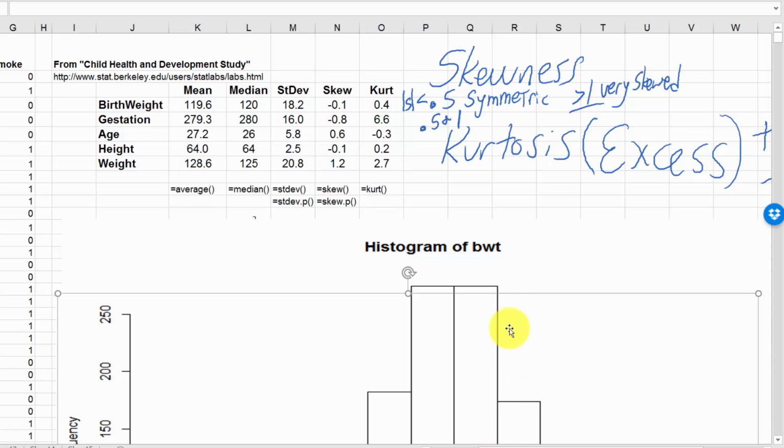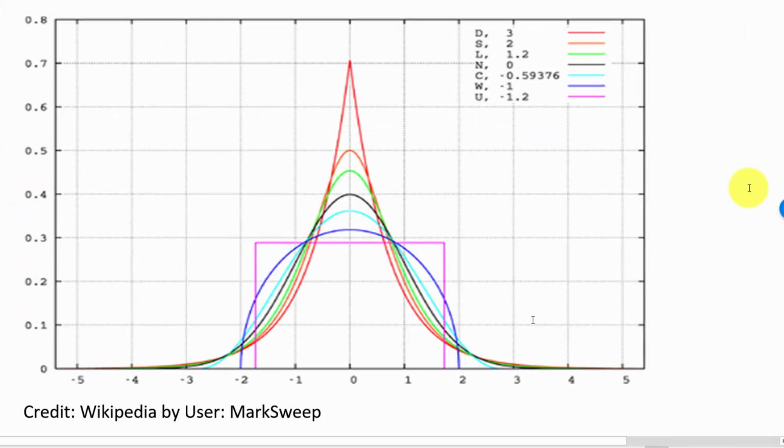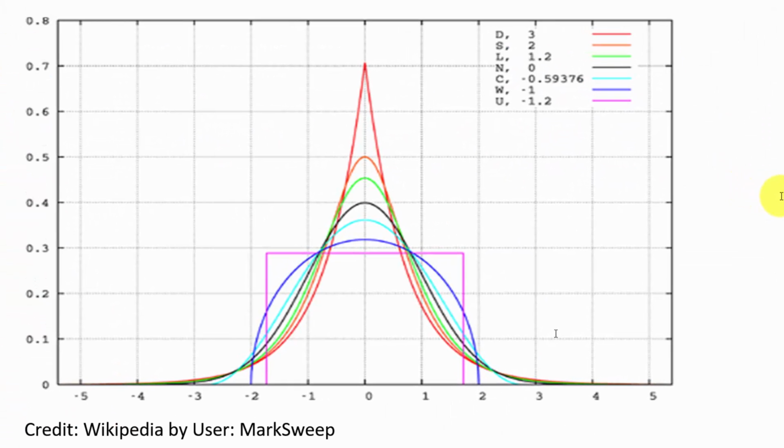Let me bring up a picture from Wikipedia that's very informative here. This image, I think, is the best representation I've ever seen to help us understand what these values for kurtosis look like. Remember kurtosis, if it's positive, it means it's pointy. If it's negative, it means it's flat. So this red, very pointy line here corresponds with a kurtosis of 3. The one that's a little orangey just below it, that's a kurtosis of 2. The green one here says that it has a kurtosis of 1.2.